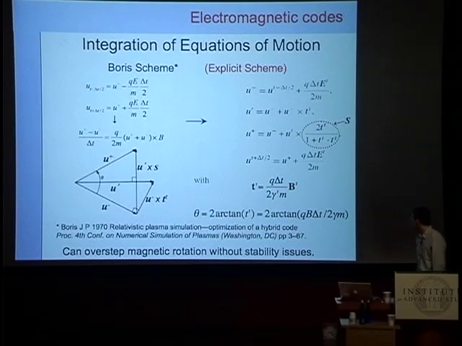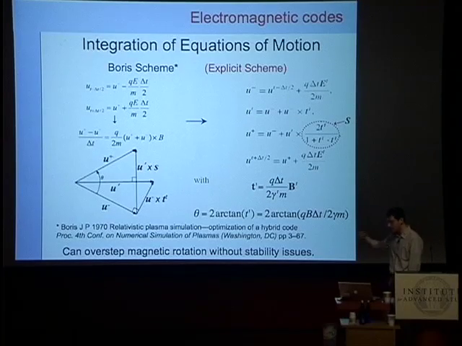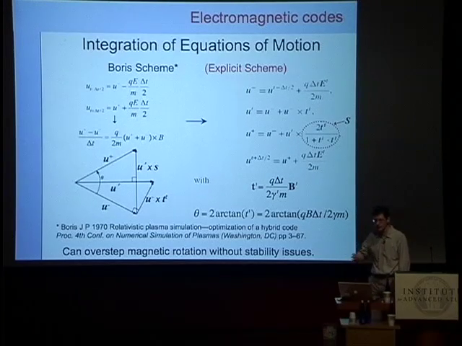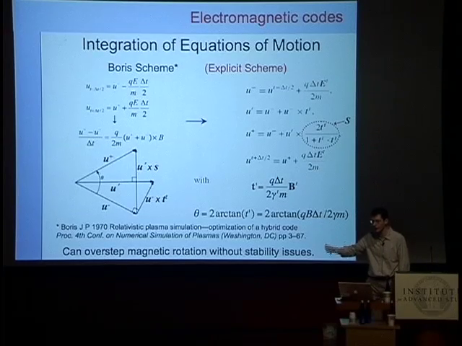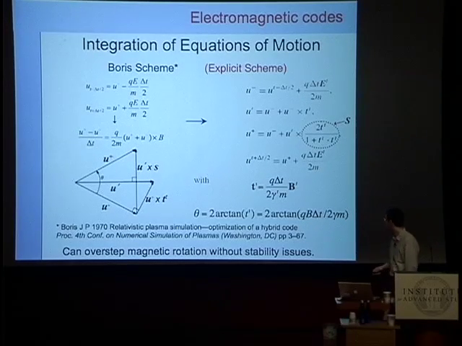Okay, so the nice thing about this is that you can actually overstep the cyclotron motion in this integration. You can take the time step to be much larger than you would normally use in order to resolve the motion of a gyro orbit. If you do that, then all you're doing is that this angle theta by which you're going to jump is going to asymptote to pi over 2.